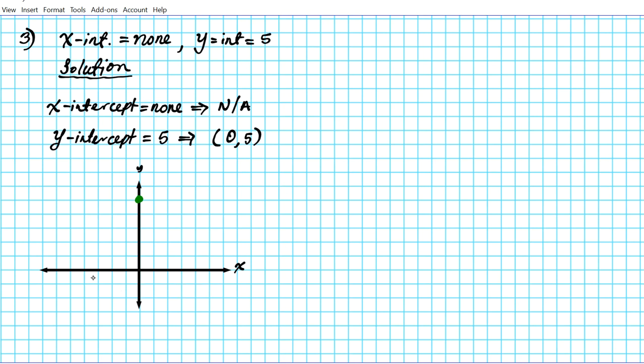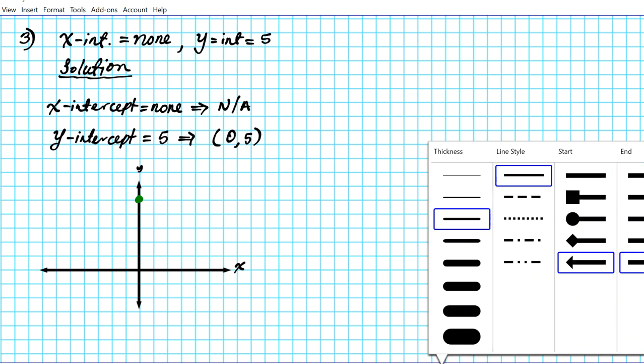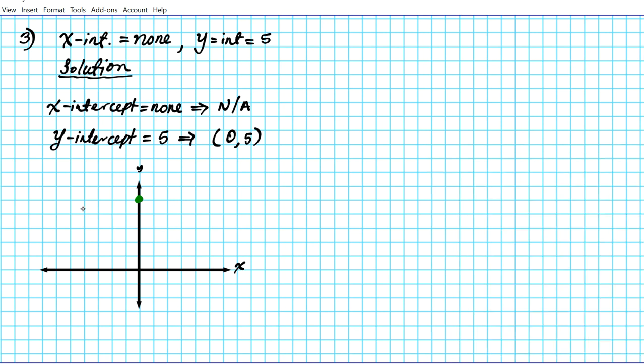So which line never intersects the x-axis but goes through this point? Two lines never intersect if and only if the lines are parallel. Okay, so we have a line that's parallel to the x-axis. That's the only way that we'll know for certainty that the graph never intersects the x-axis. So it's going to be what? It's going to be a horizontal line. Alrighty, so let's go ahead and let's make it red.